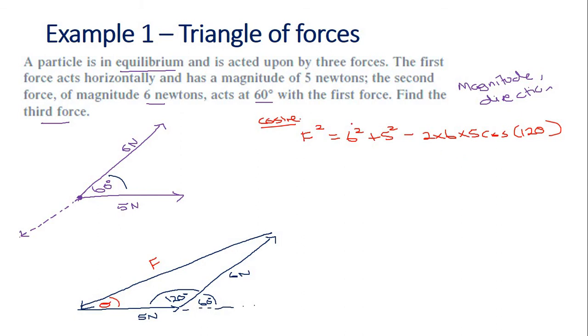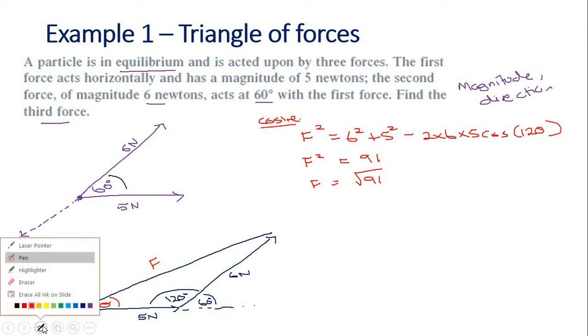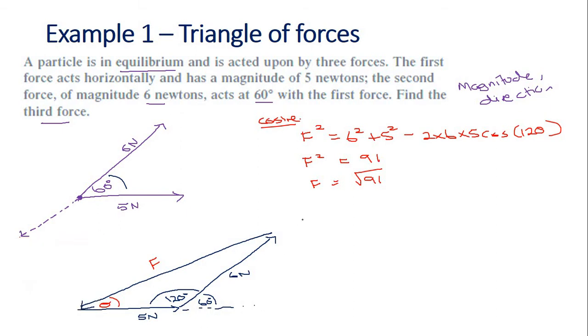We've done this before. Putting that in your CAS, I'm going to skip ahead and just say when we put it in our CAS, we will get 91, which means the magnitude of that force is going to be the square root of 91. Now we want to find the angle. Because we're looking at an angle now, we could use the cosine rule again because we've got three sides, or we could use the sine rule. So up to you. I'm going to go for the sine rule because I think it's a bit easier.